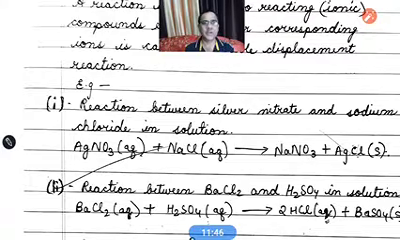So see the definition again. The two ionic compounds react together and they exchange their ions. Silver nitrate plus sodium chloride give rise to sodium nitrate plus silver chloride.